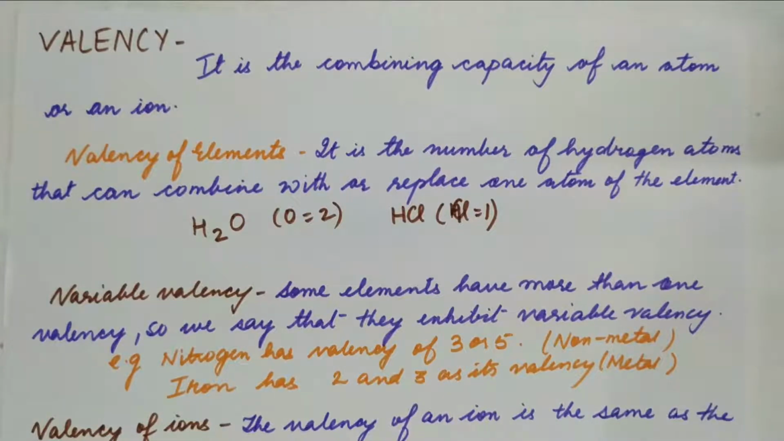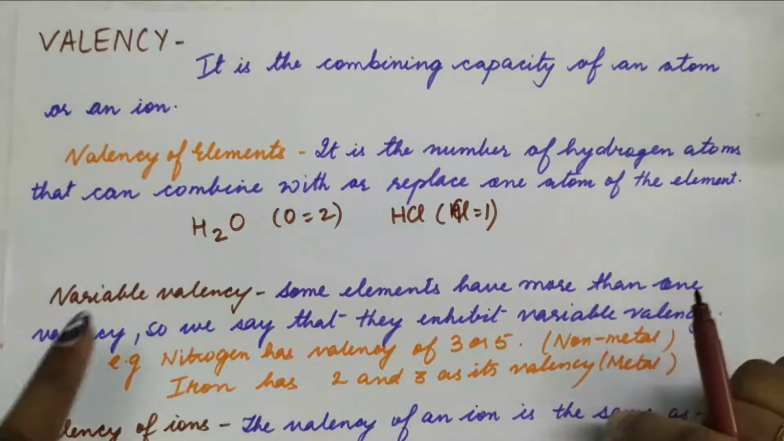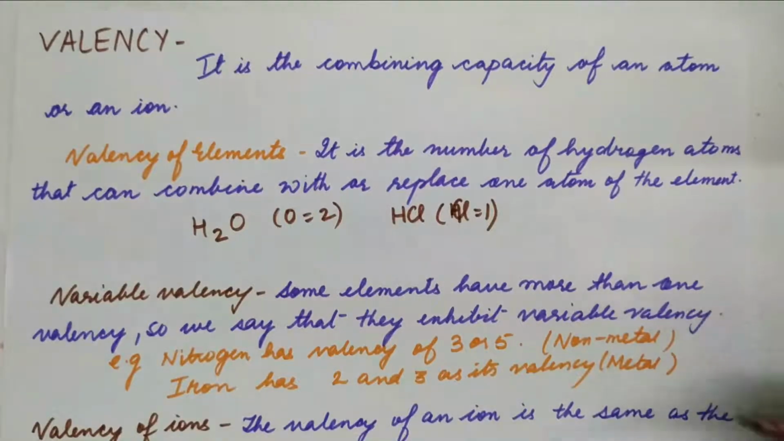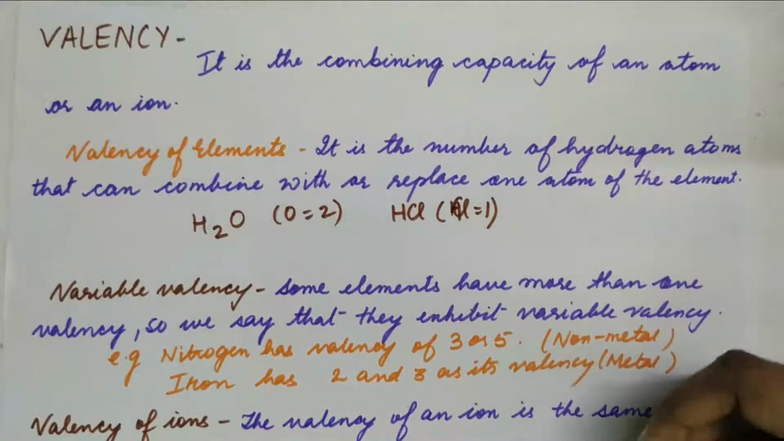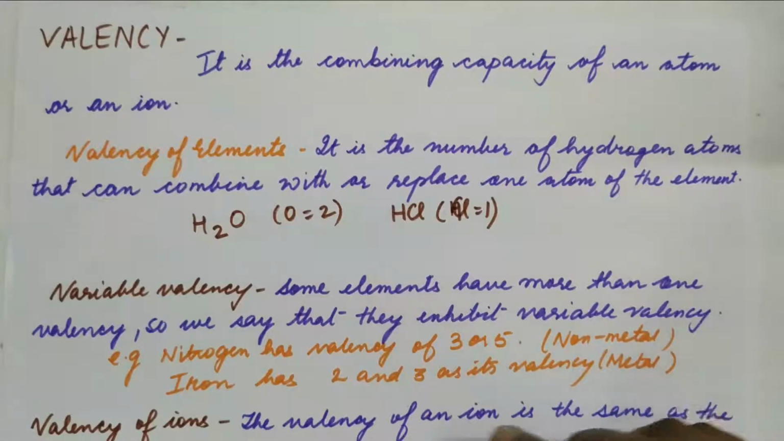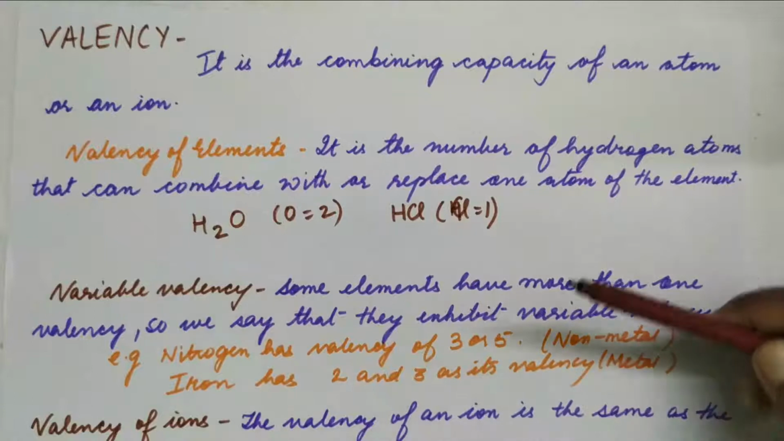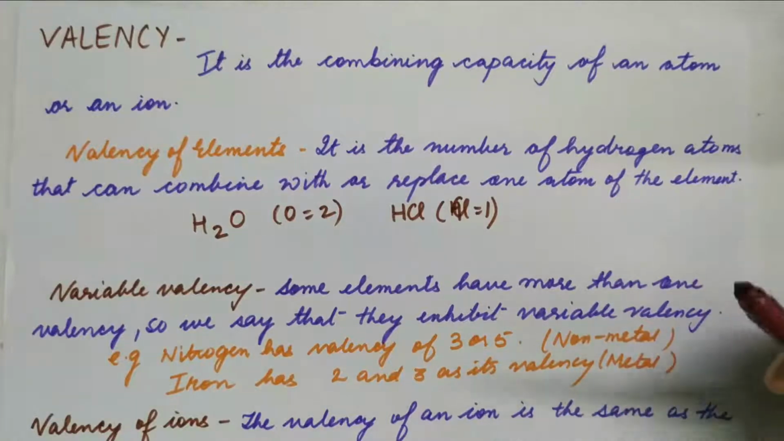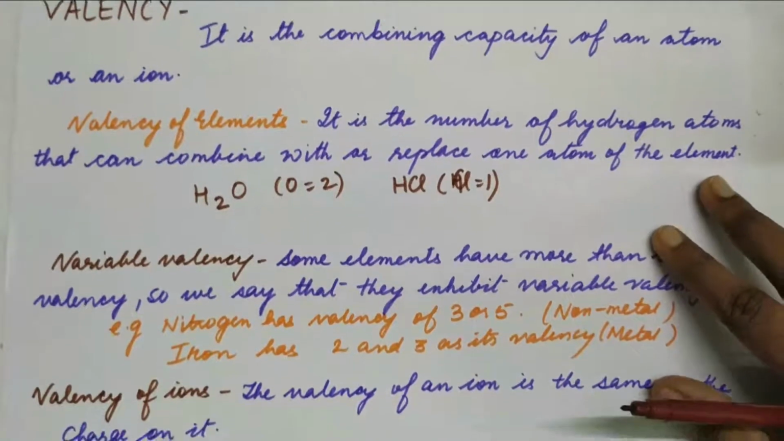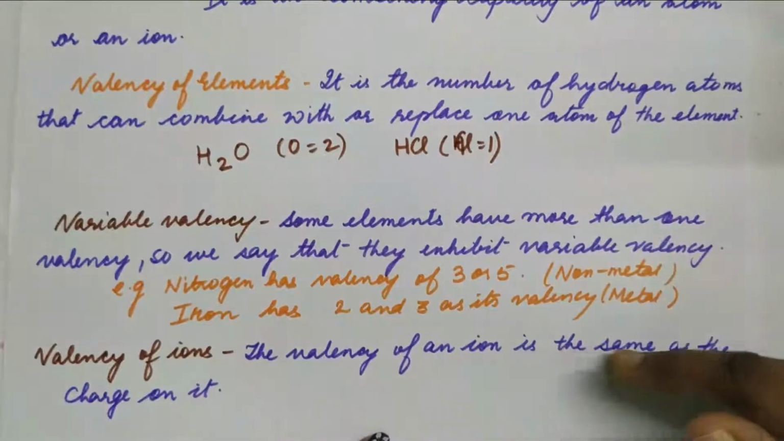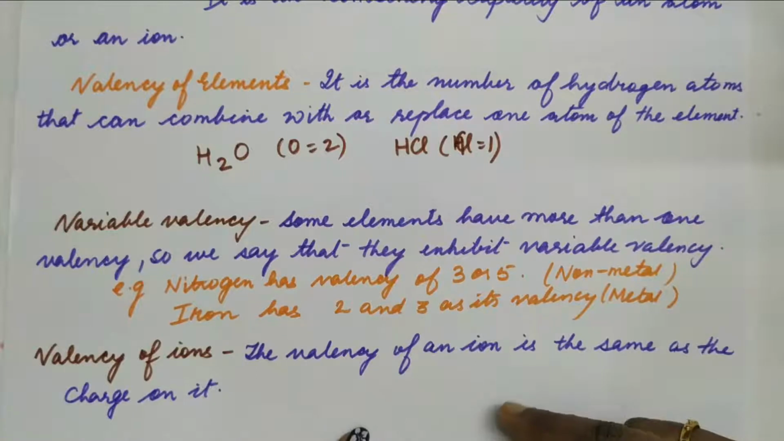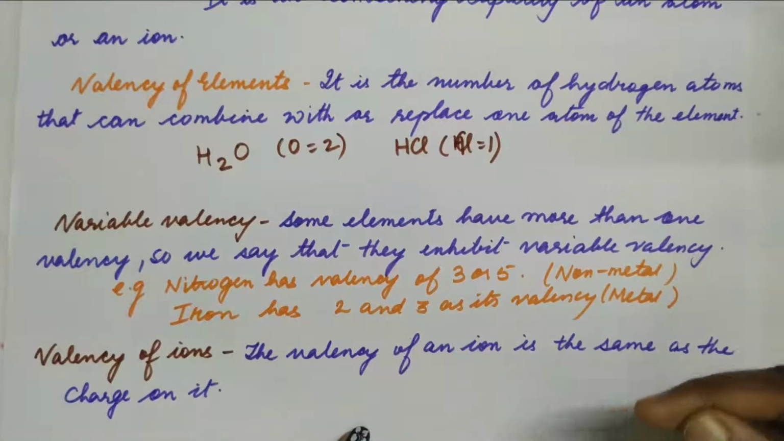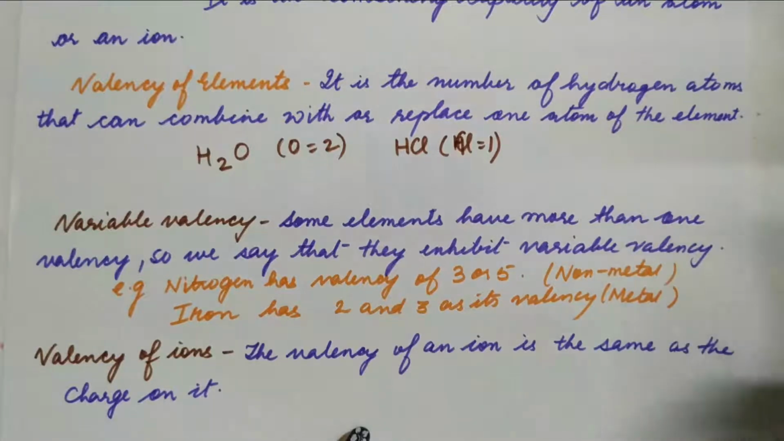Similarly, there are some elements which have variable valency, that is, they have more than one valency. These can be non-metals like nitrogen, sulfur, phosphorus, and also metals like iron and copper. And what is the valency of ions? The valency of an ion is the same as the charge it has. So for chlorine, Cl-, the chloride ion has -1, so that is its valency.